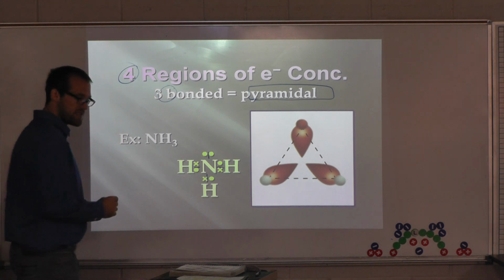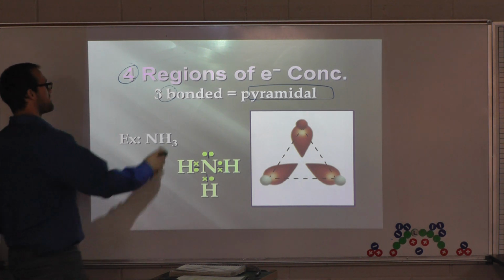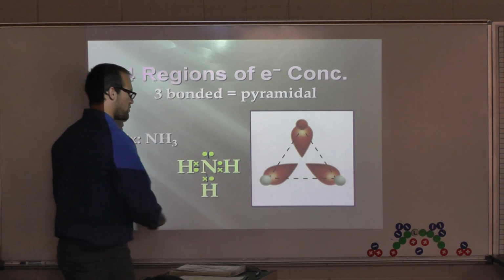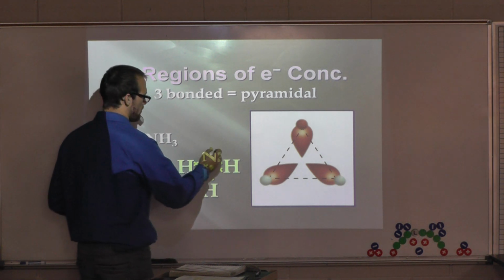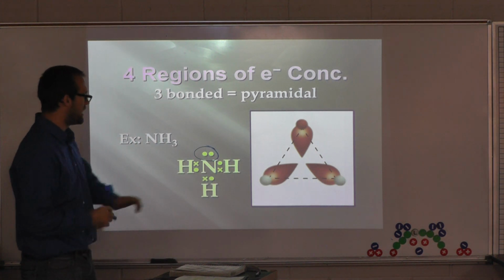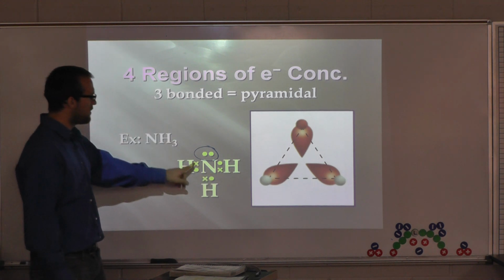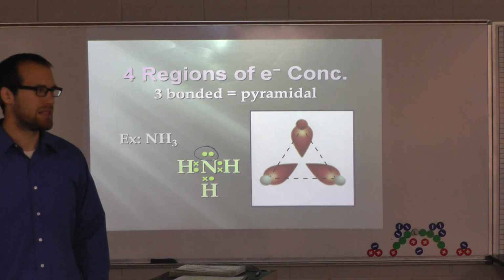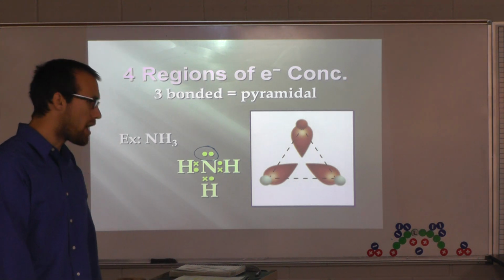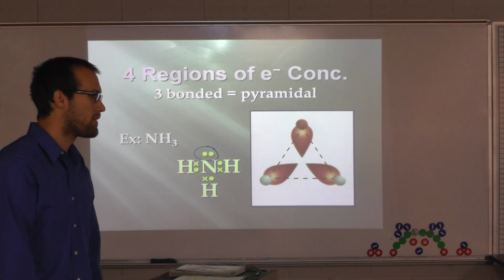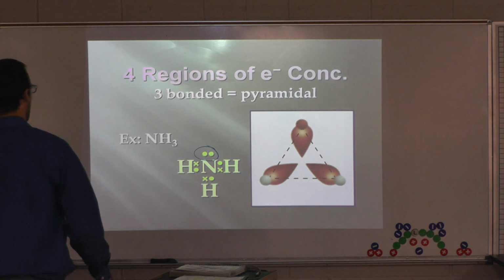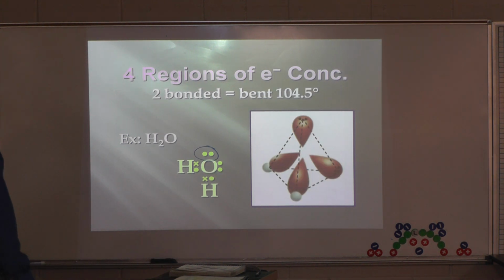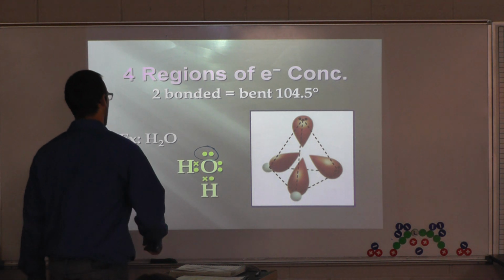Next one. Still the same number of regions of electron concentration here, still 4. However, not all 4 of those regions are bonded regions. There is one region that is a lone pair, so we would say 4 total regions, but only 3 of those regions are bonded regions. It's going to be a little different shape because bonding electrons repel a little bit differently than non-bonding electrons do. They repel more, I think.